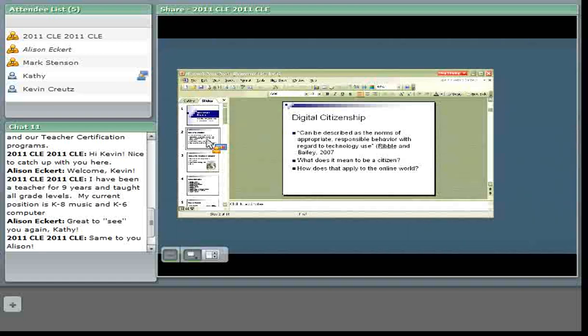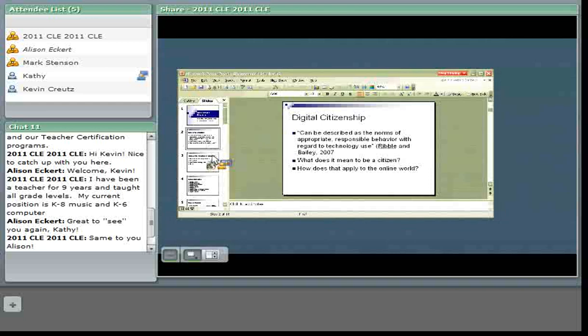The question that I usually start out with my students is to ask them what it means to be a citizen. I try to relate this whole topic to something in the physical world, and a lot of times that really helps connect it, especially at the younger ages. And then I ask them how it applies to the online world. How can we apply what citizenship is to that?